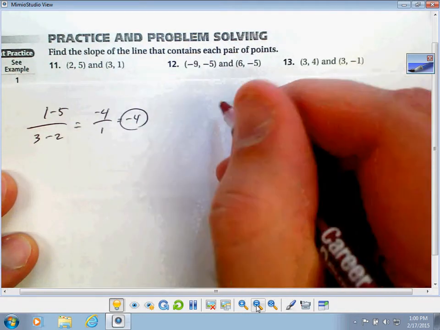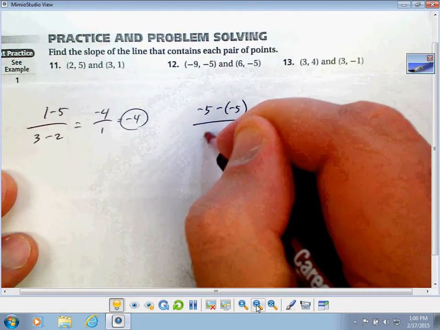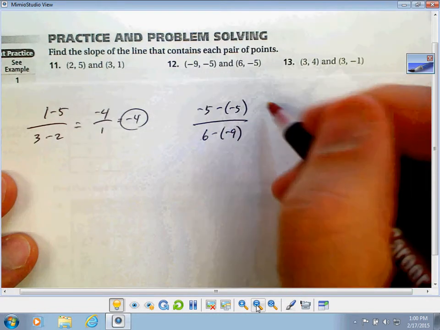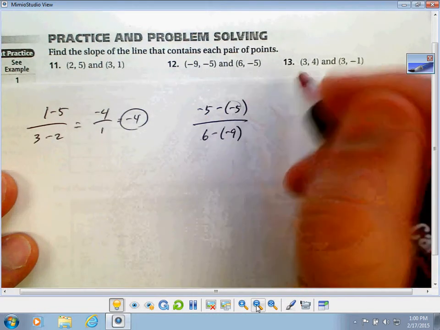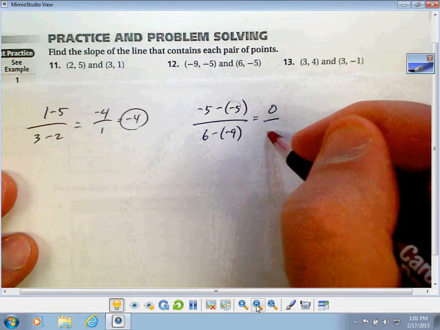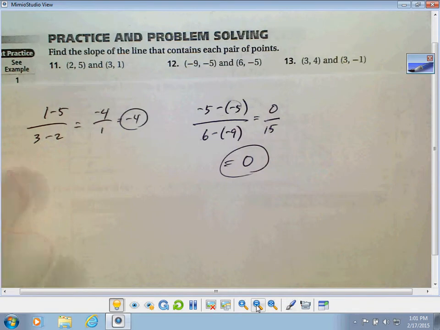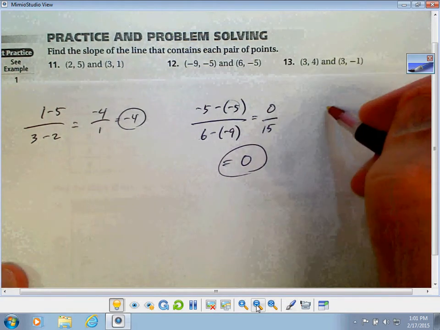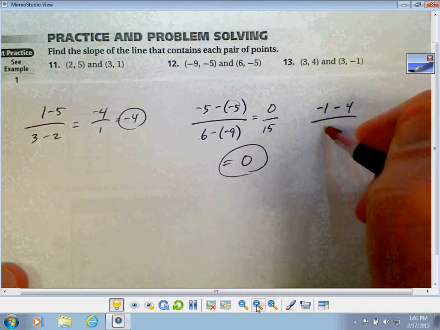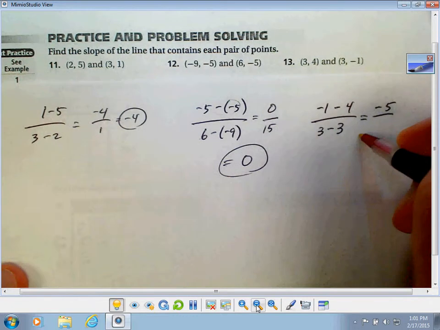Number 12 would be negative 5 minus negative 5 over 6 minus negative 9. Negative 5, this is really a plus, so this is really negative 5 plus 5, which is 0. And this is a plus too, 6 plus 9 is 15, but it doesn't matter because the answer to this one is 0. As we do number 13, it'll be negative 1 minus 4 over 3 minus 3. Negative 1 minus 4 is negative 5, but 3 minus 3 is 0. You can't have a 0 in the denominator, so this one is undefined.